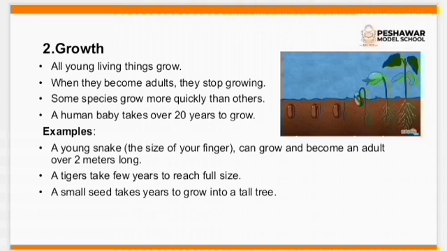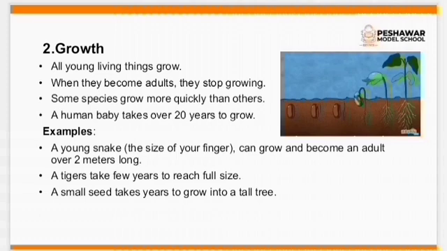Growth. All young living things grow. We all know that we all grow. When they become adults, they stop growing. Adulthood is the final developed stage, right? Some species grow more quickly than others. A human baby takes over 20 years to grow. Always remember the normal period of growth of a human baby is almost 20 years.